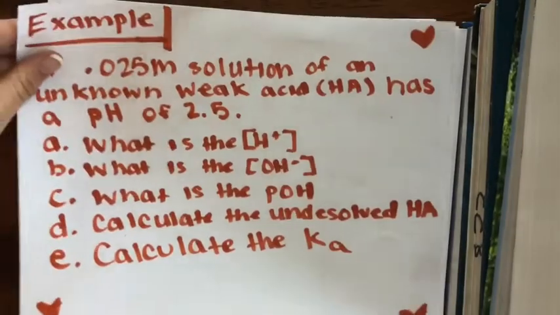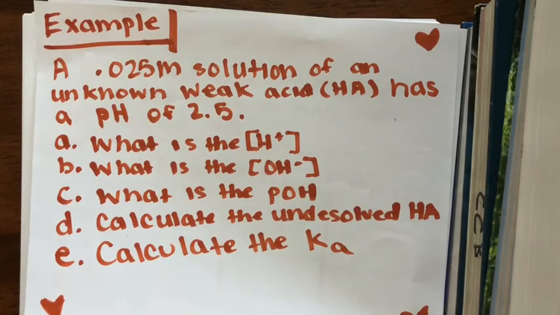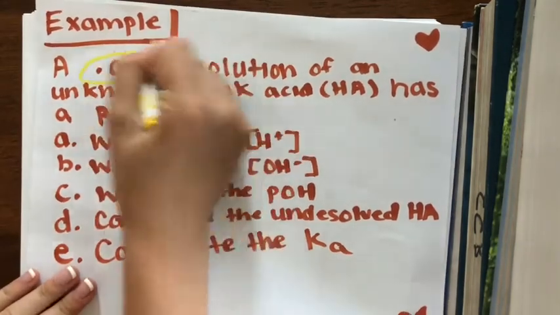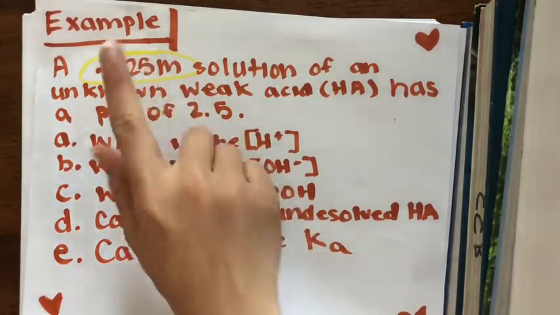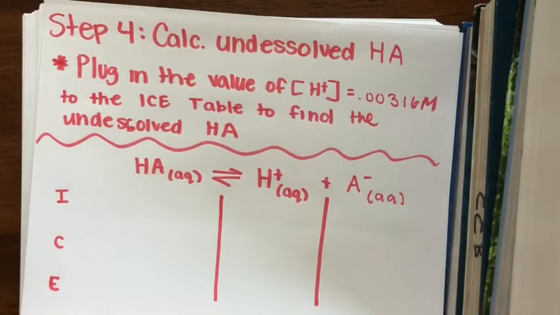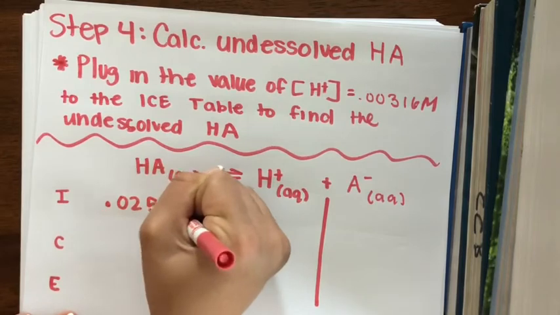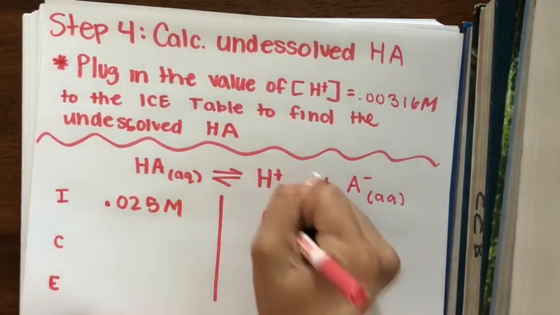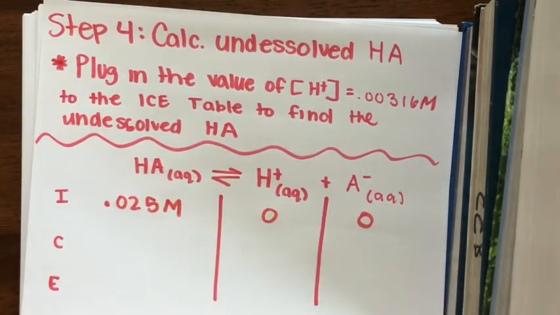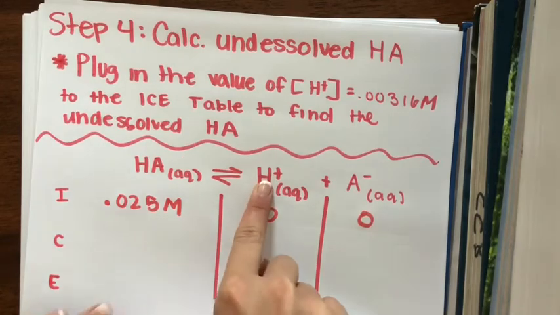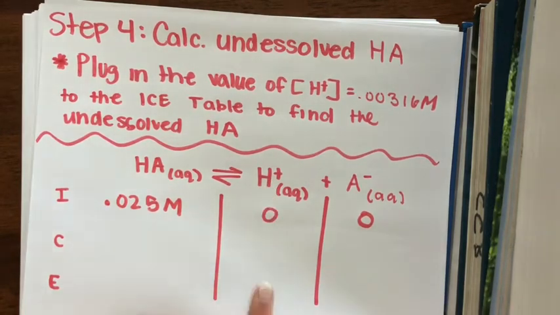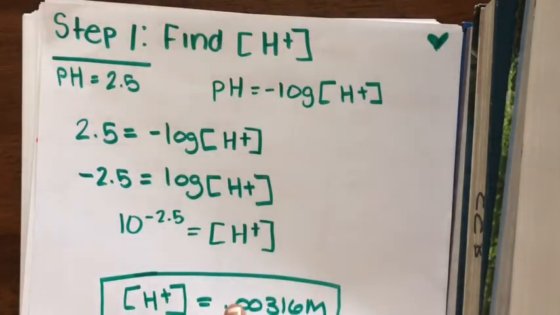We can look back at our problem to find the initial value of the HA. It states that the initial value of the solution is 0.025. Then our other 2 values, we know that they start out as 0 because they were not created yet. Next, we need to fill in the equilibrium section. We can start out by filling in the H plus because we found that in step 1.